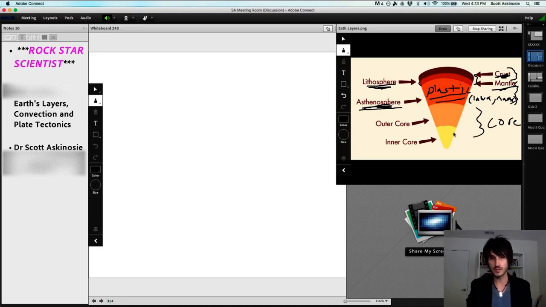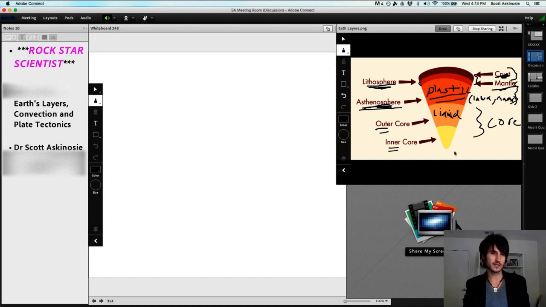Okay, the core is a little bizarre because it is a little counterintuitive the way that its consistency works when we talk about the outer versus the inner core. So the core is divided into two pieces: the outer core and the inner core. Now the outer core is liquid because the closer you get to the center of the Earth, the hotter it gets. So the outer core is going to be liquid.